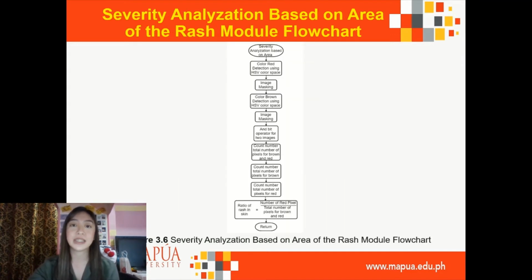For our severity analysis based on area of the rash module flowchart, the input image is converted to HSV color space and image masking to segment the red rash from the skin. The process is done again to segment the color of the skin from the rash. The ratio is computed after having the pixel count for the skin and the rash. The formula is: ratio of rash in skin equals the number of red pixels over the total number of red and brown pixels.